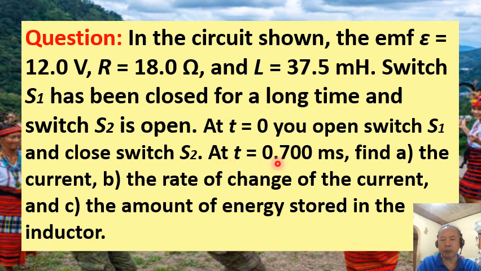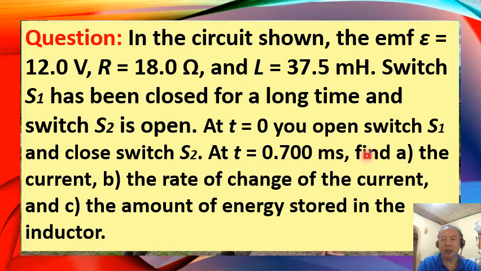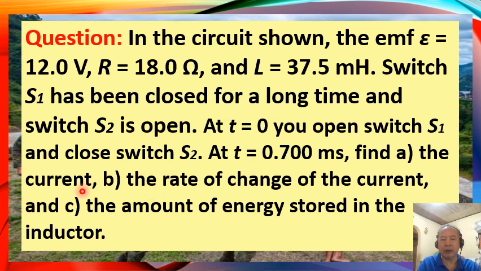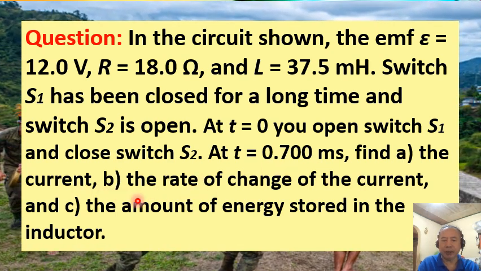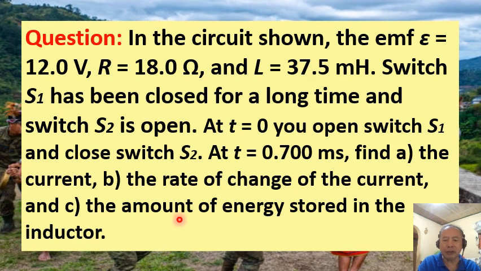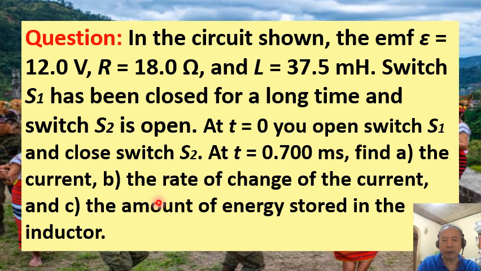At time equals 0.700 millisecond, find letter A, the current, letter B, the rate of change of the current, and letter C, the amount of energy stored in the inductor.